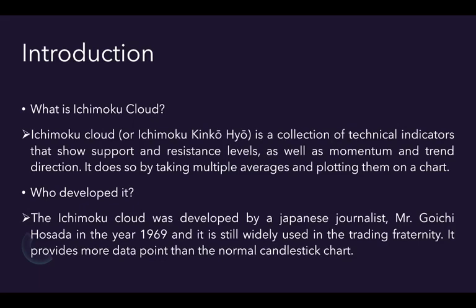Well, it's interesting to know who developed it. The Ichimoku Cloud was developed by a Japanese journalist, Mr. Goichi Hosoda, in the year 1969. That's almost 61 years ago. And what's the most important thing to know here? That it is still widely used in the trading fraternity. So you might imagine how important and how strong this indicator is.